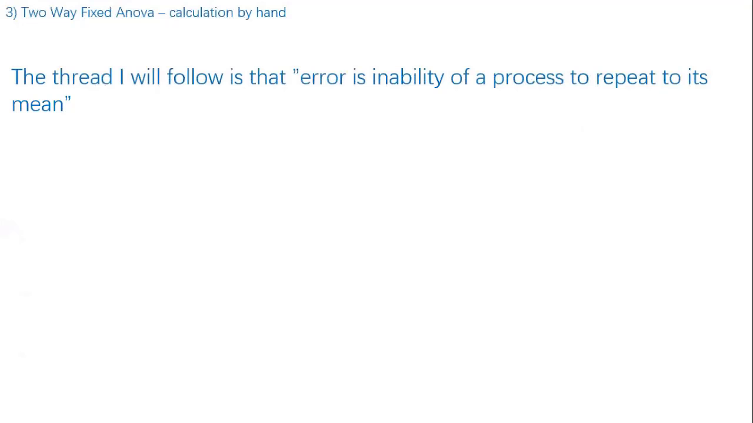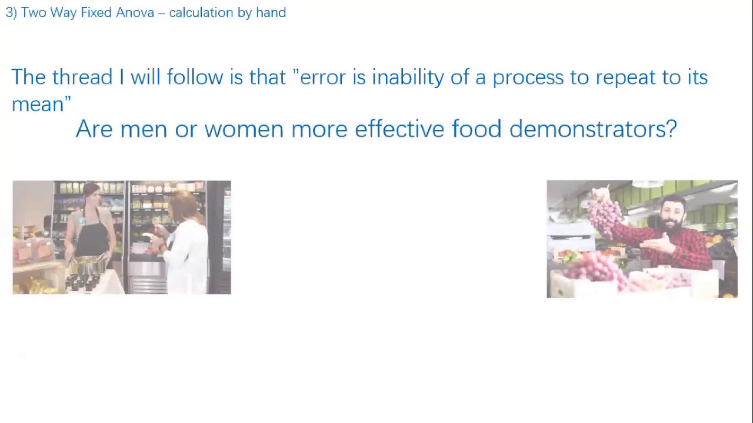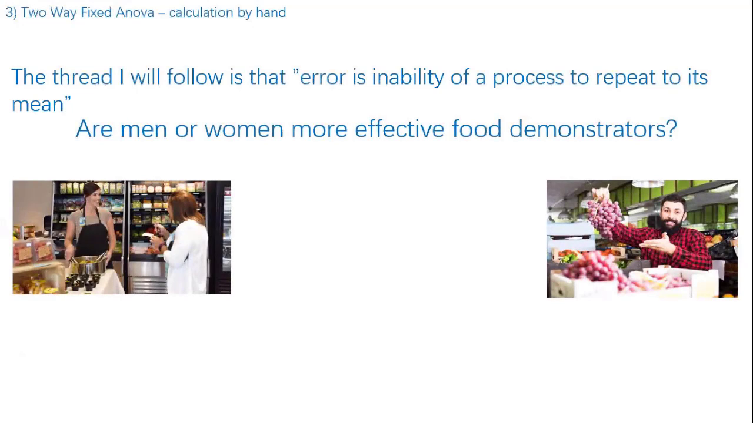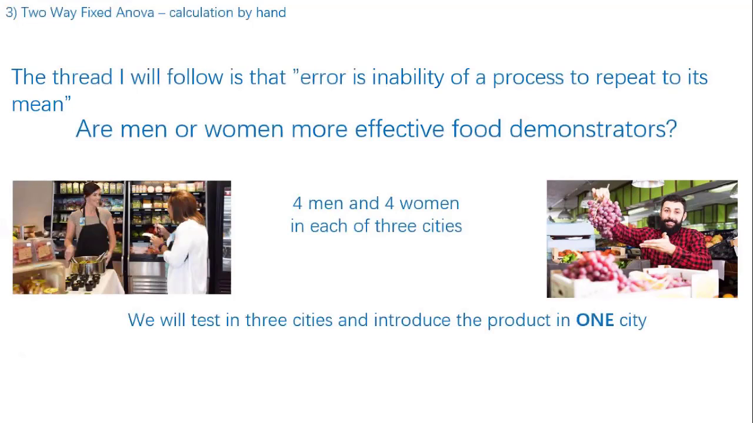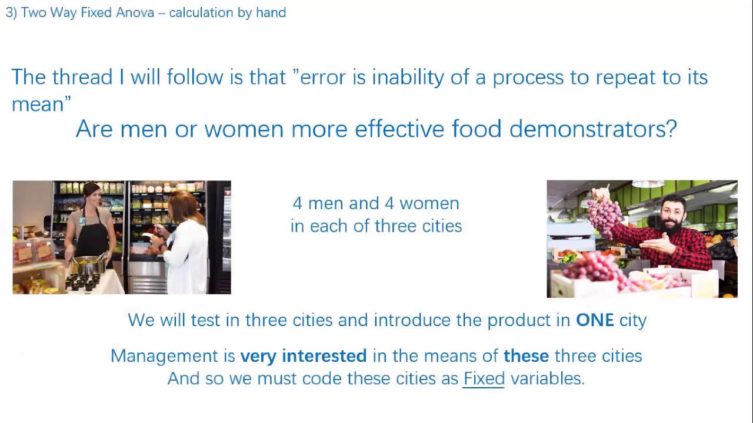I calculate by hand. The thread I will follow is the error, using a better process to repeat to its mean. Are men and women more effective demonstrators? We have 4 men and 4 women in each of 3 cities. We will test in 3 cities and introduce a product in 1 city. Management is very interested in the means of these 3 cities, and so we must call these cities fixed variables.